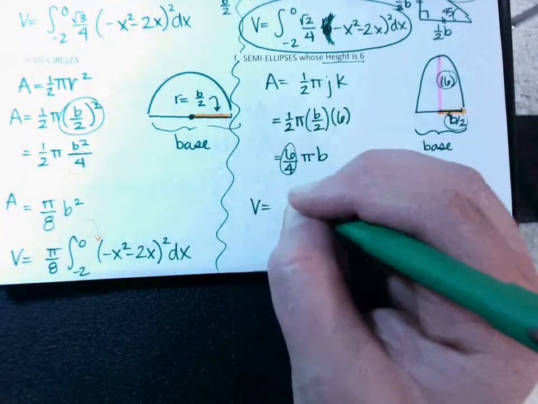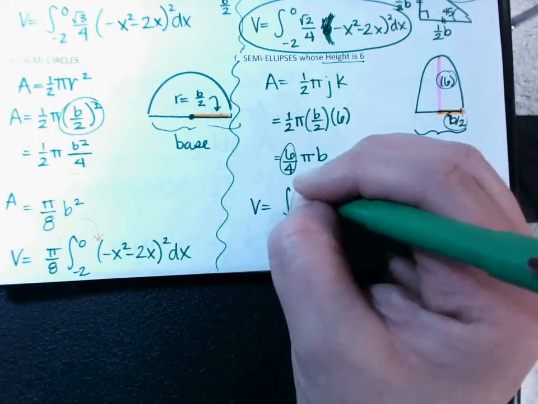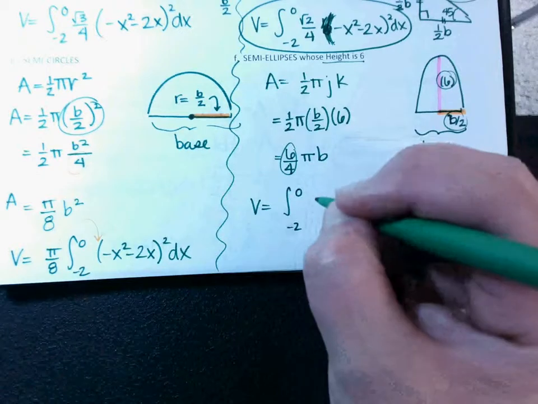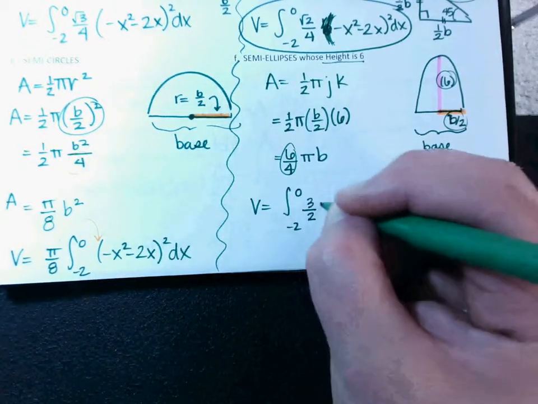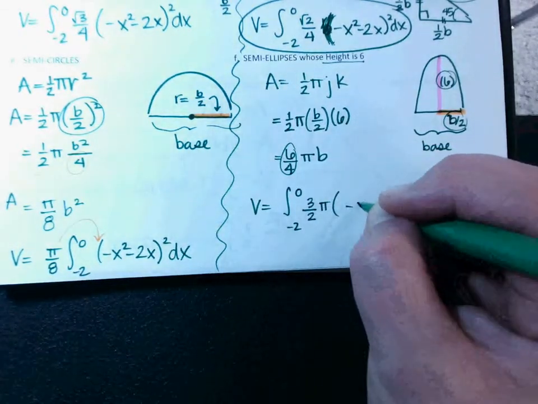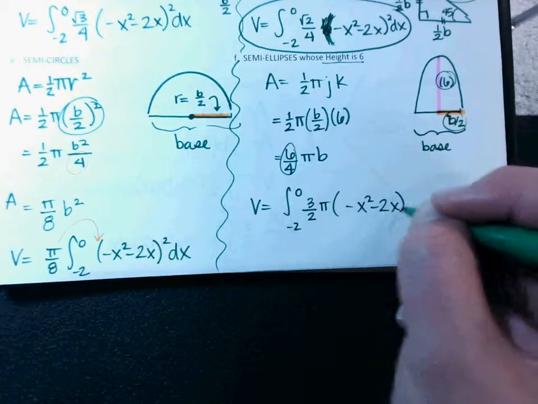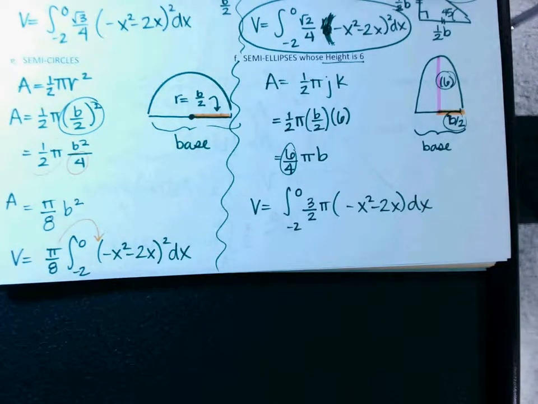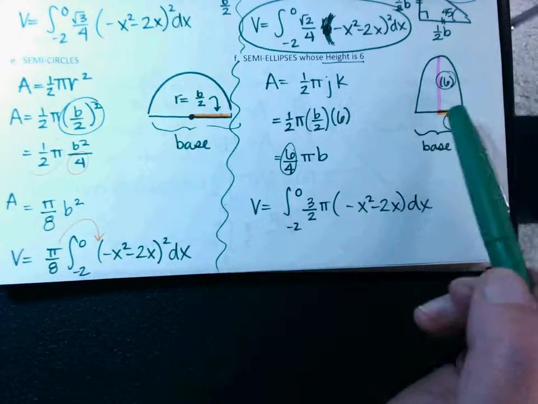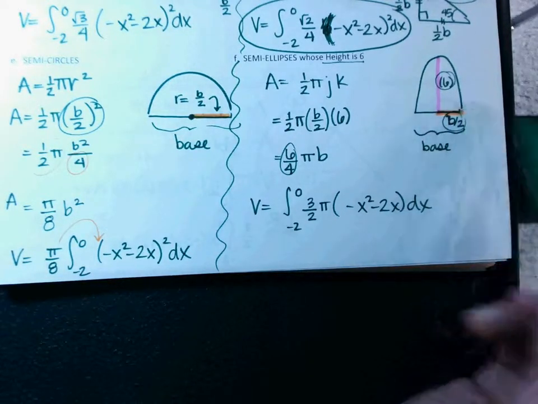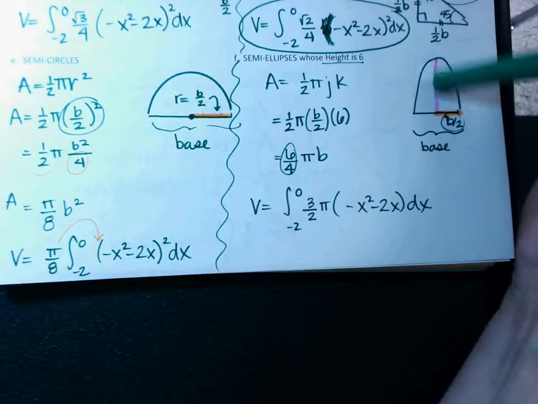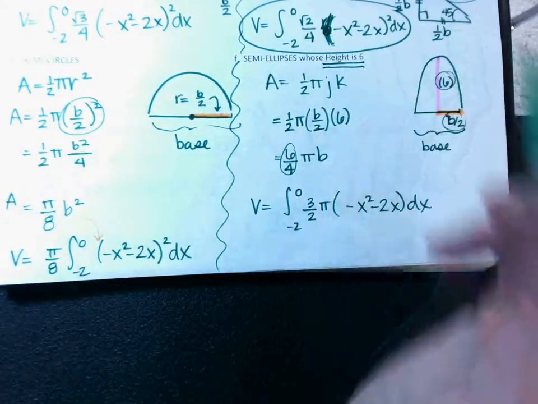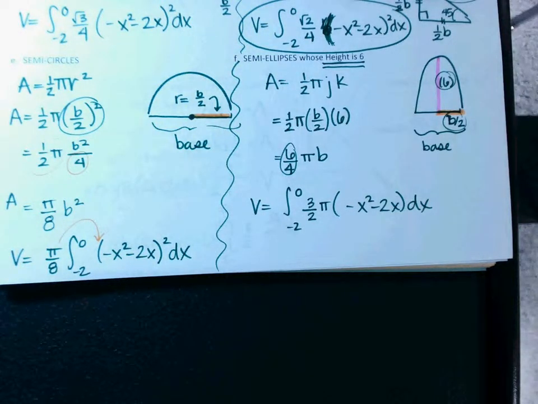Then volume equals the integral from -2 to 0. I'm going to go ahead and reduce it, but you don't have to. It'd be 3/2 pi, and then my base is -x squared minus 2x dx. Notice that that one did not end up with a b squared in it because your horizontal radius had a b in it, but your vertical radius was a constant because it told you that the height was 6.